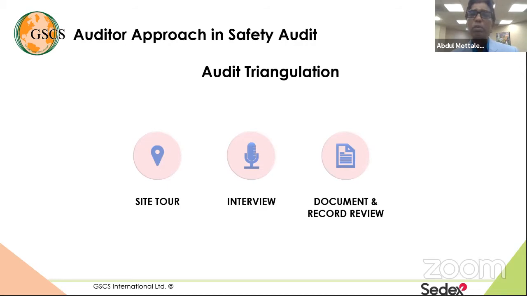And during the audit, what is the auditor's focus area? Number one, the audit means triangulation, among the site tour, the worker interview, the management interview, and finally the document and record review. So it does not mean a one-off situation. Once the auditor identifies one health and safety related issue, then these three aspects need to be verified to confirm the conclusion, whether it is compliant or non-compliant.